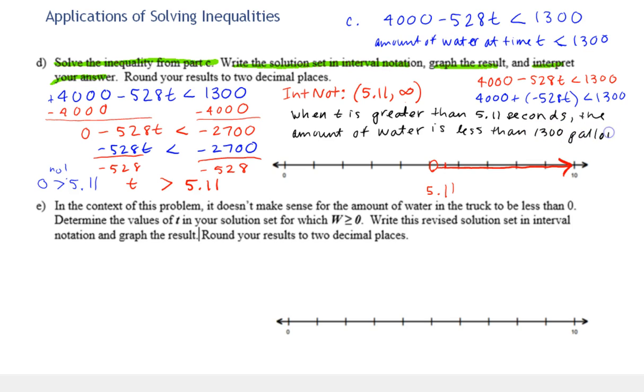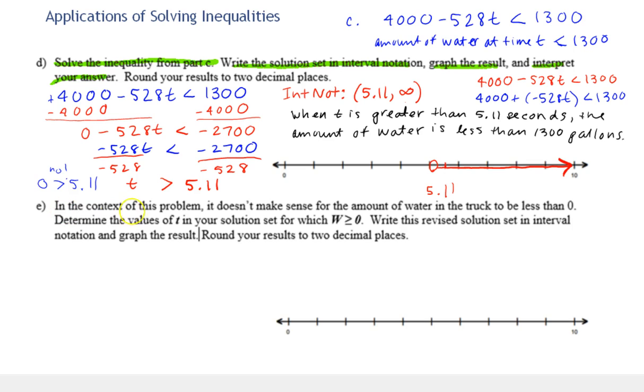So you can really interpret this. If you looked at the first part that asked the question where we built this up, that will help also. But you can really interpret this by looking at the inequality itself, what the left-hand side represented, what we solved for and why. So there's our t is greater than 5.11 seconds, and then the less than 1,300 gallons. Let's look at the next one.